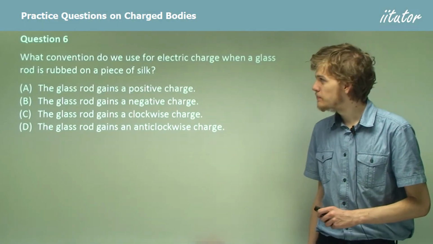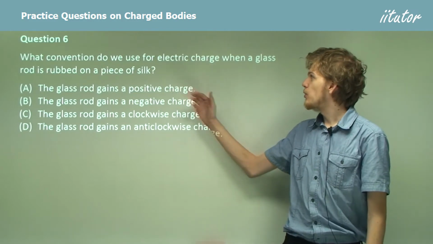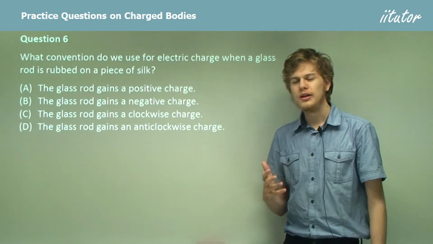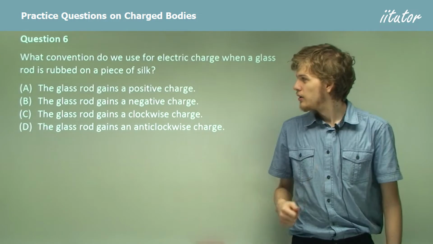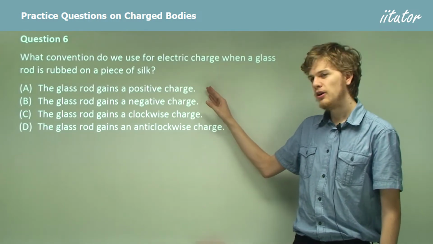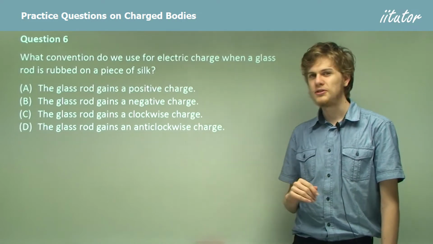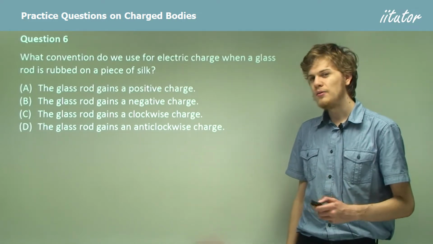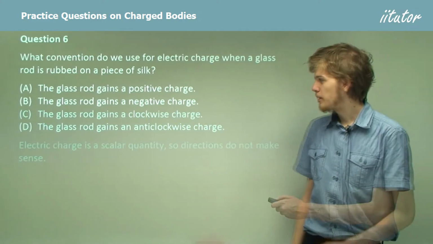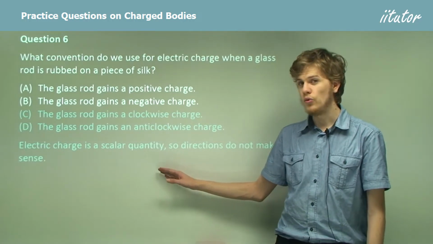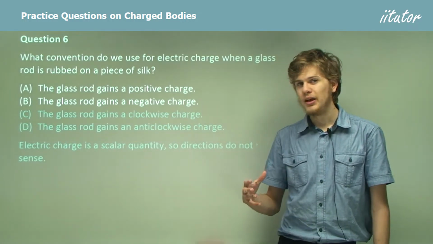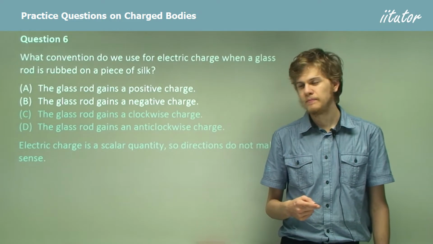Question 6. What convention do we use for electric charge when a glass rod is rubbed on a piece of silk? Do we say the glass rod gains a positive charge, a negative charge, a clockwise charge, or an anti-clockwise charge? Now, right away we can see it's not going to be C and D. Electric charge is a scalar quantity. It's a number. It doesn't point in any direction.